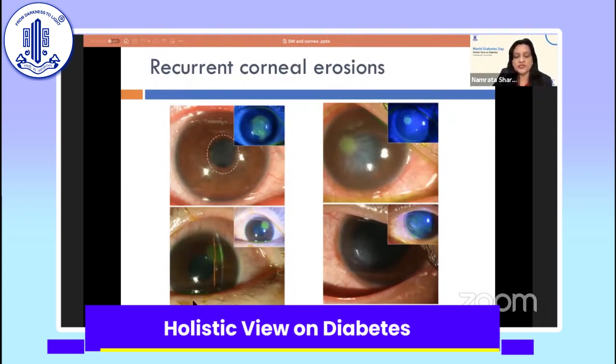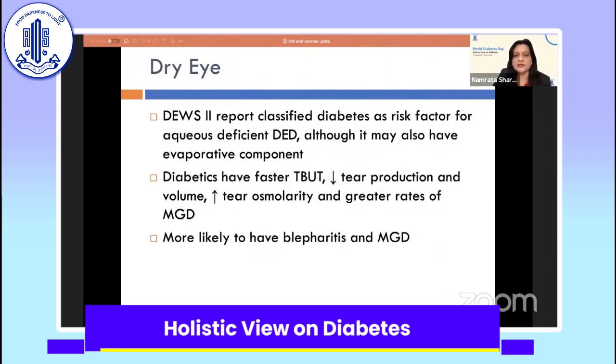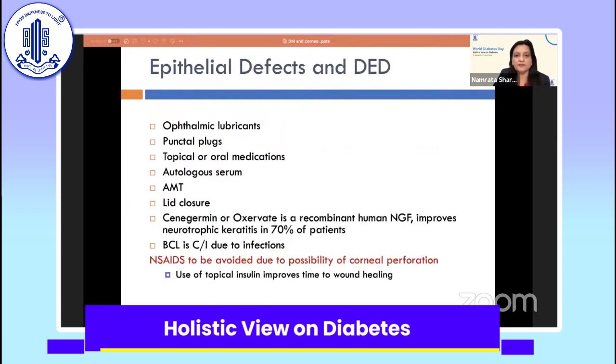Now, this is just to show how recurrent corneal erosions can occur, and these will classically stain with the fluorescein dye, and the patient would have features of pain, redness, congestion, and watering, and sometimes these are really painful. Again, the DEWS 2 report has shown that diabetes is a significant risk factor for dry eye disease, and diabetic patients have faster tear breakup time, decreased tear production, increased tear osmolarity, and greater rates of meibomian gland disease, as well as blepharitis.